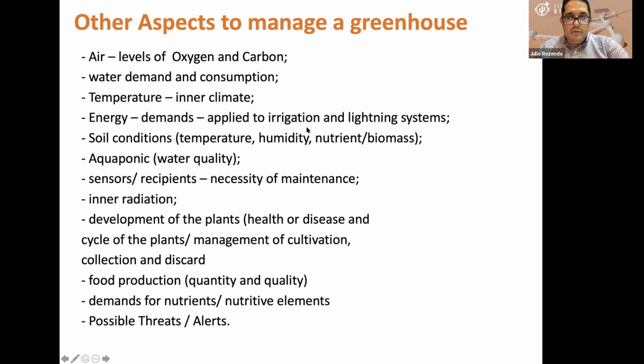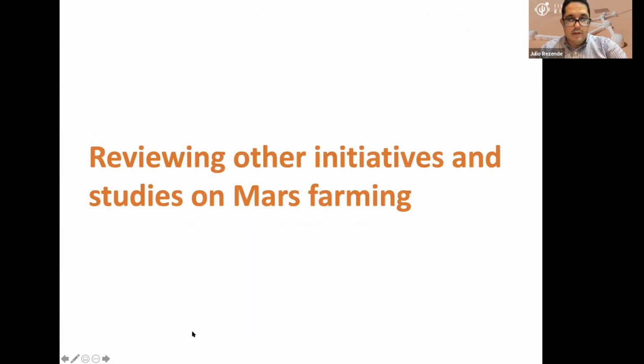Also, energy demands apply to irrigation, light systems, soil conditions, temperature, humidity, nutrient, biomass, also aquaponics, the quality of water, the use of sensors, also recipients, also the necessity of maintenance of these tools and equipment, irradiation, how the radiation is arriving in the area of the greenhouse, the development of the plants, health or disease, and cycle of the plants, management of cultivation, collection and discard, also food production in terms of quantity and quality, demand for nutrients, and also it's necessary to have a system with possible threats and alerts.